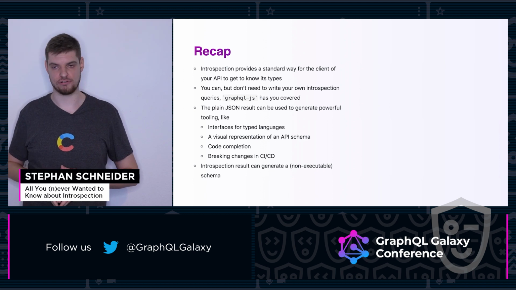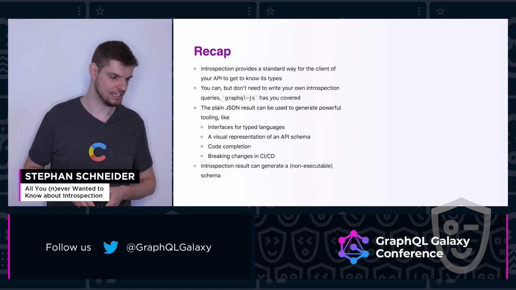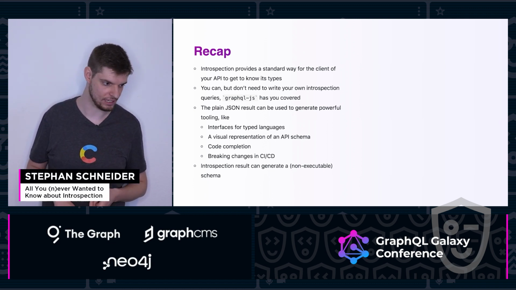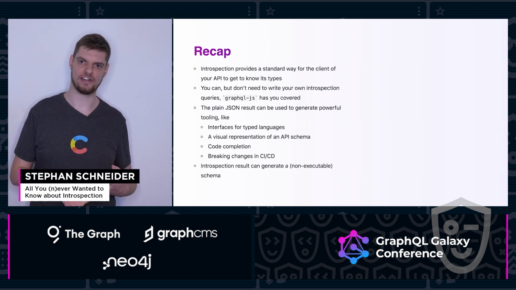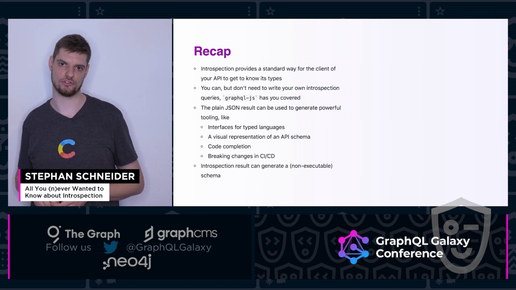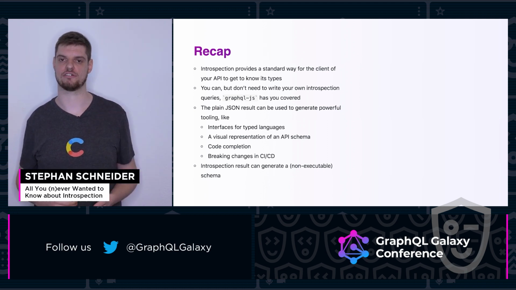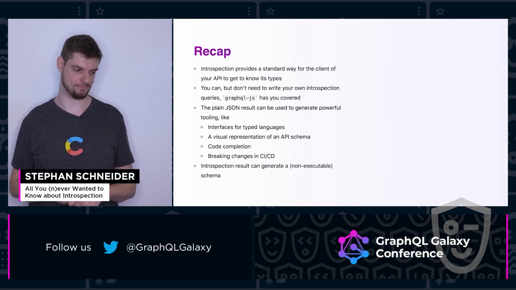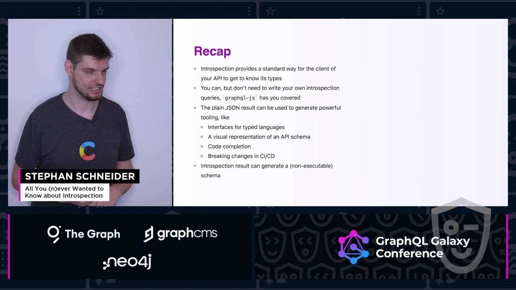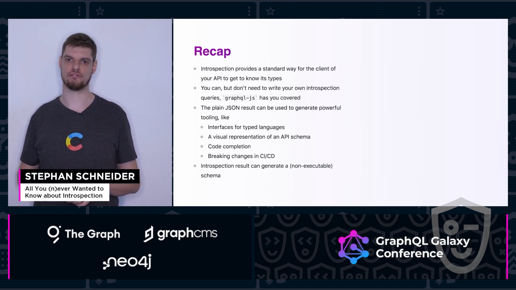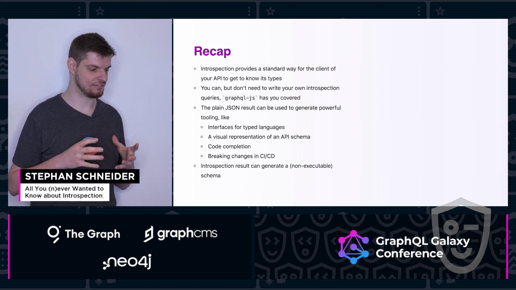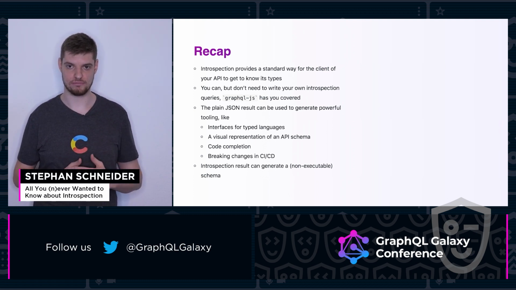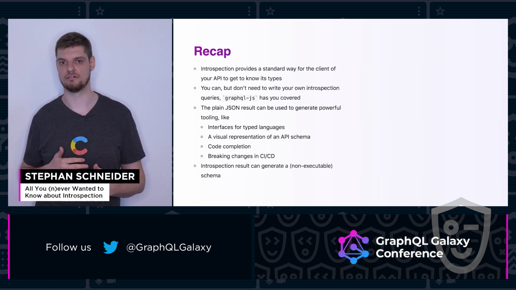So to give you a recap of what we have just learned: introspection provides you a standard way to work with your API and to work with the types it has. You can, but you actually don't need to write your own introspection query, and in fact most people are fine with just using the full introspection query the reference implementation provides. But if you ever need to, you can just query portions of your type system. The plain JSON result that we get, this introspection result, can be used to generate a lot of powerful tooling. So we can have interfaces for typed languages, like in JavaScript or in Java. We can get types out of them that we can then use to reason better about what we're actually working with.